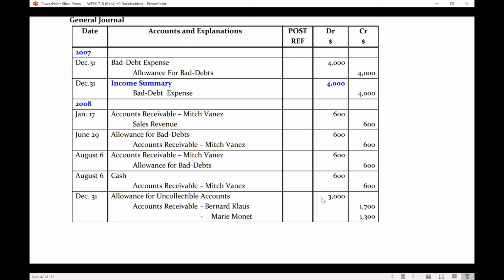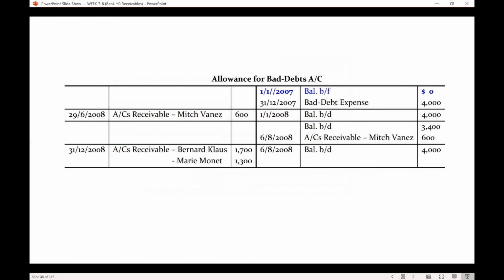And this would be the same, because if we were supposed to do them single-handedly, we would have debited allowance 1,700 for Bernard and credited accounts receivable Bernard 1,700, and would have done the same for Marie. So we're putting those in one entry, right? And this is what it looks like in our allowance accounts. A debit, accounts receivable, and you have both 17 and 13. Remember, we're keeping a running balance.